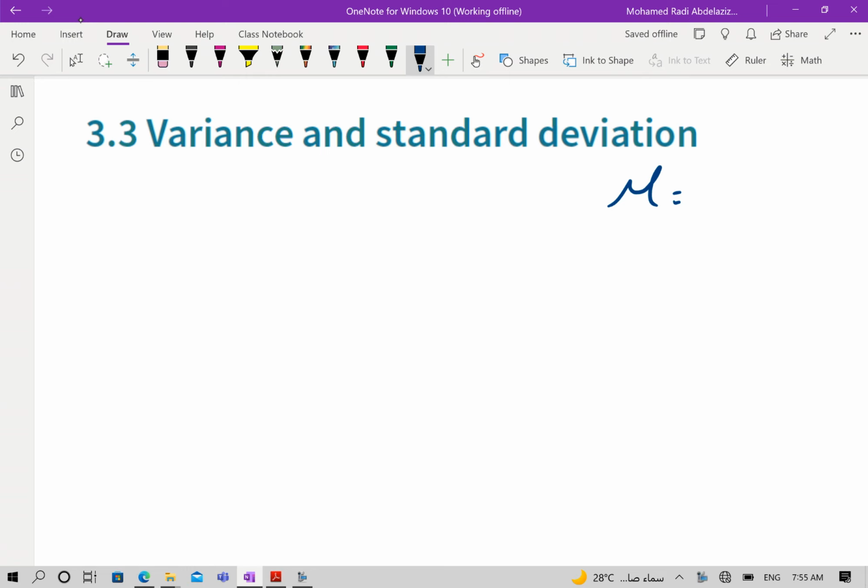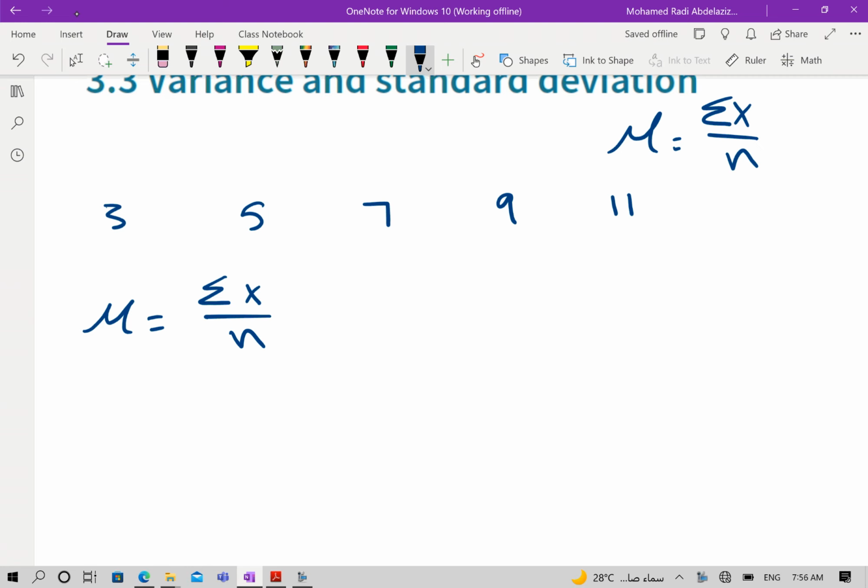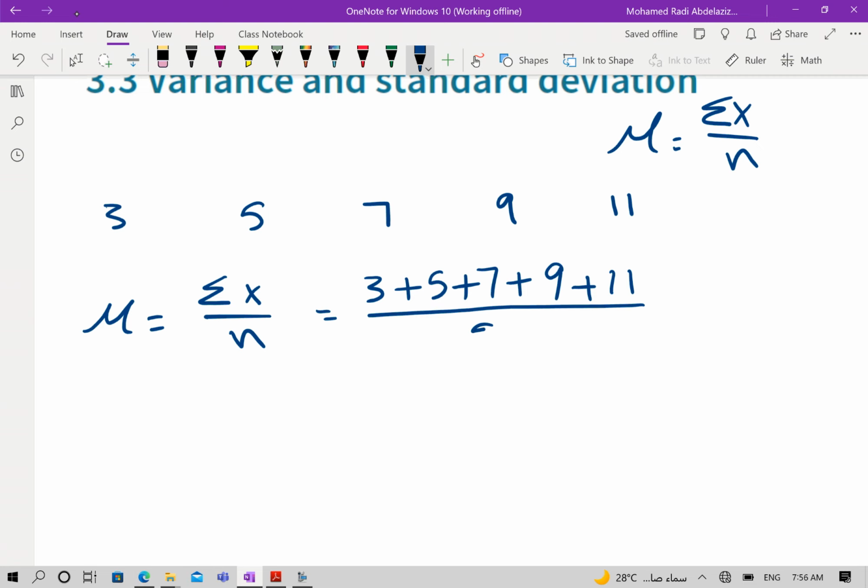The average mu is the mean, sum of x divided by n. I will give you 5 values: 3, 5, 7, 9, and 11. How to calculate mu? Mu is sum x over n. Sum x, 3 plus 5 plus 7 plus 9 plus 11, divided by 5. The final answer is 7.